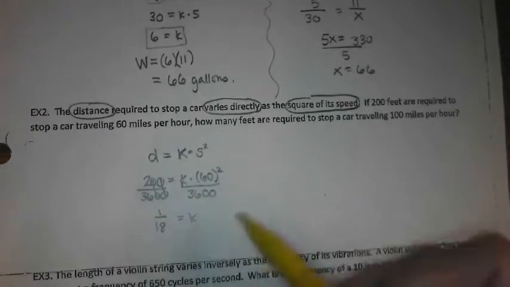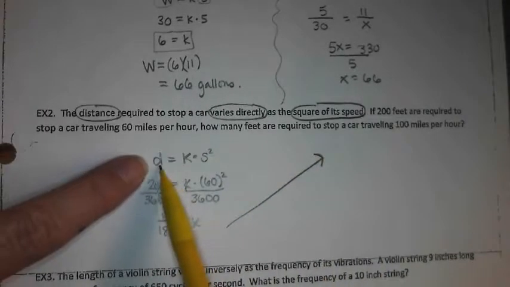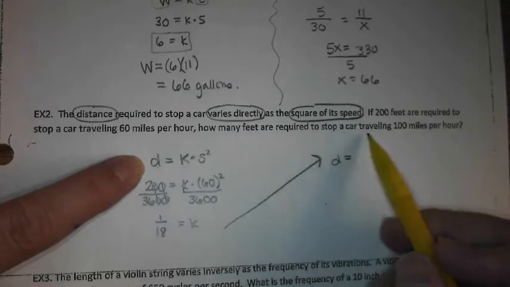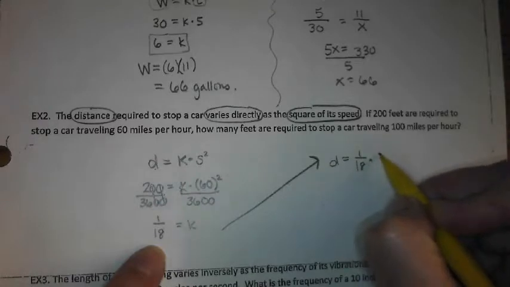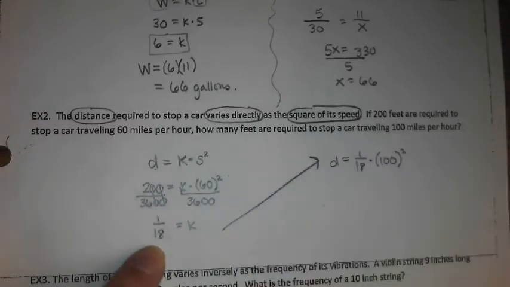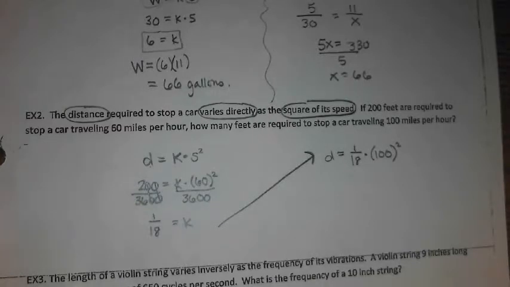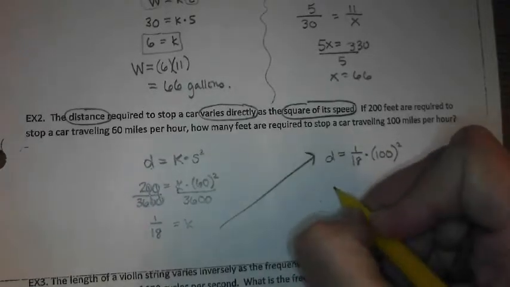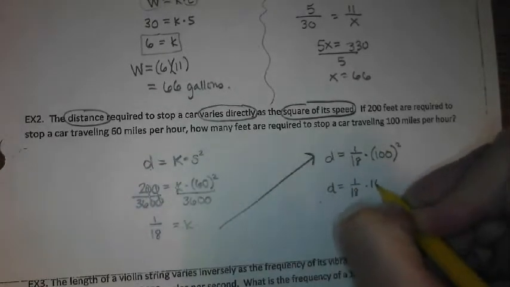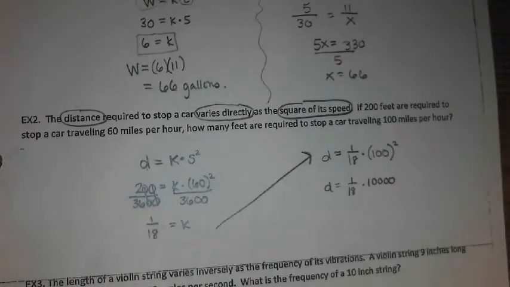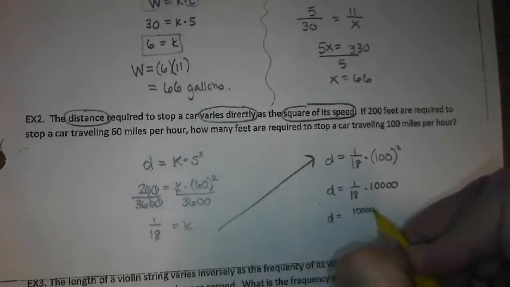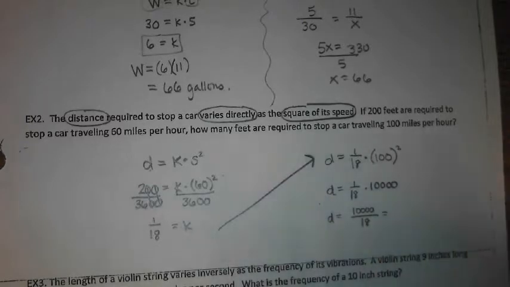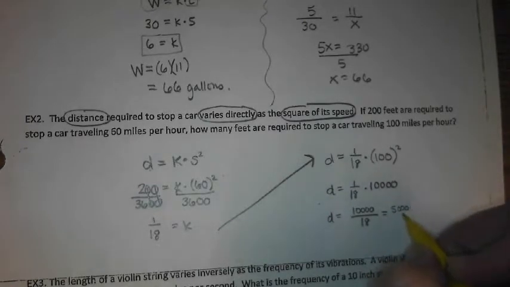So how many feet are required? What is our distance required to stop a car that's traveling 100 miles per hour? So k is 1 over 18. We've now established that. And the speed that we're looking for the distance to stop is 100. What's 100 squared? 4 zeros, 10,000, good. And then 10,000 divided by 18. I'm just going to reduce by 2. 5,000 over 9.